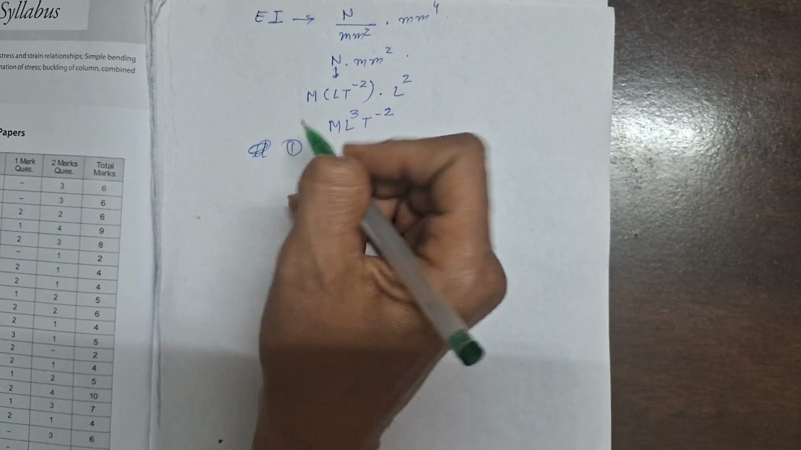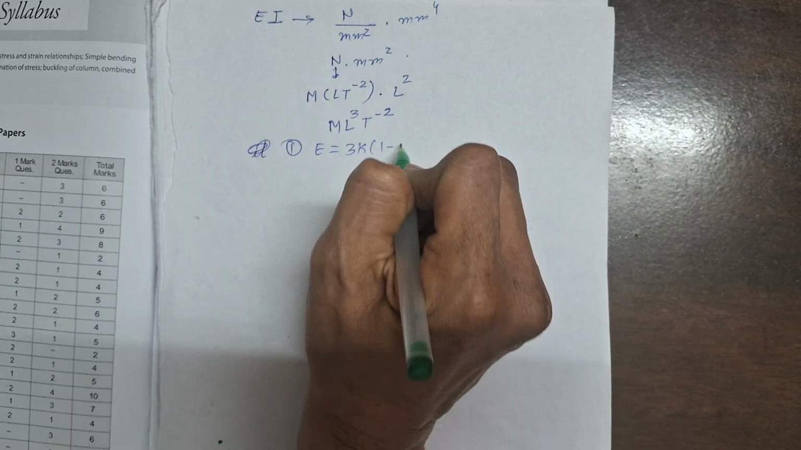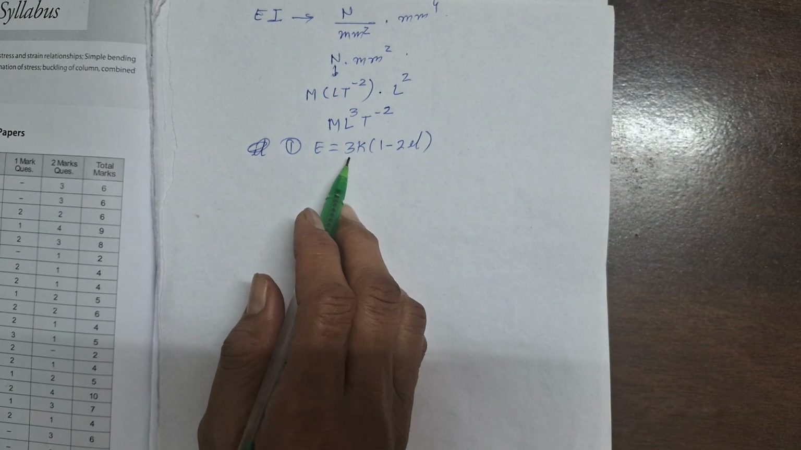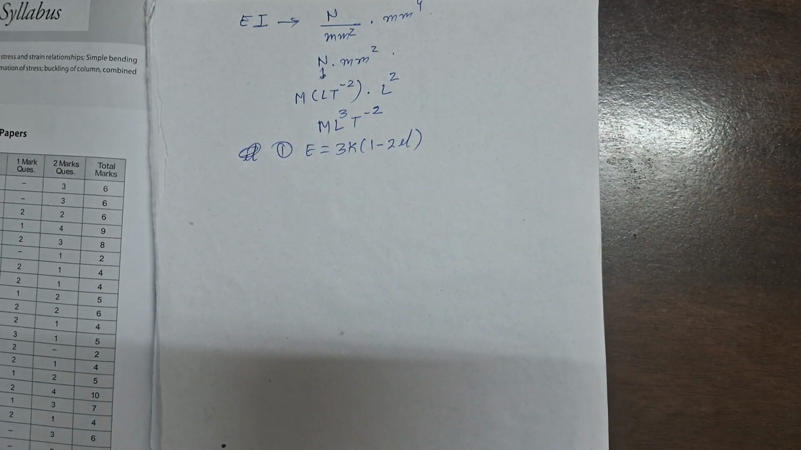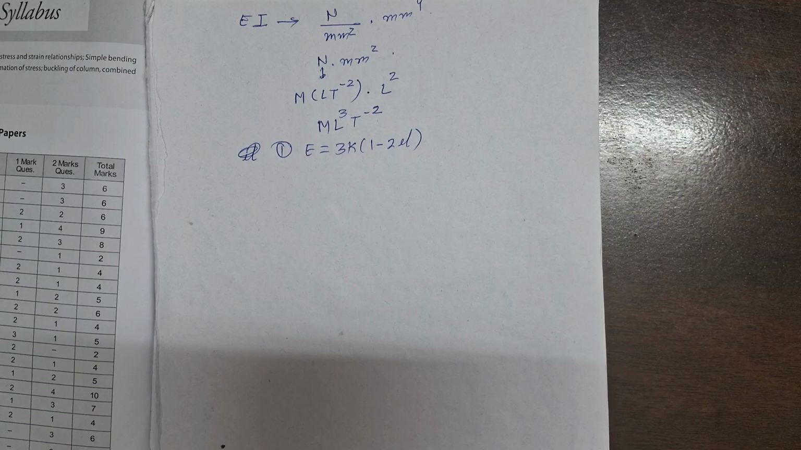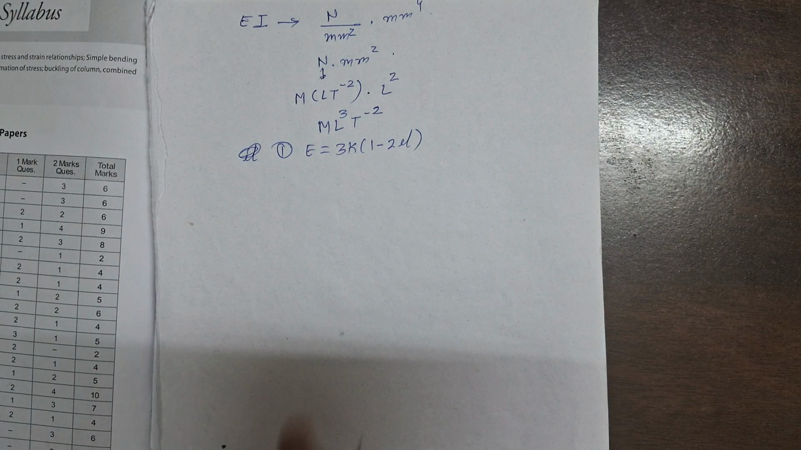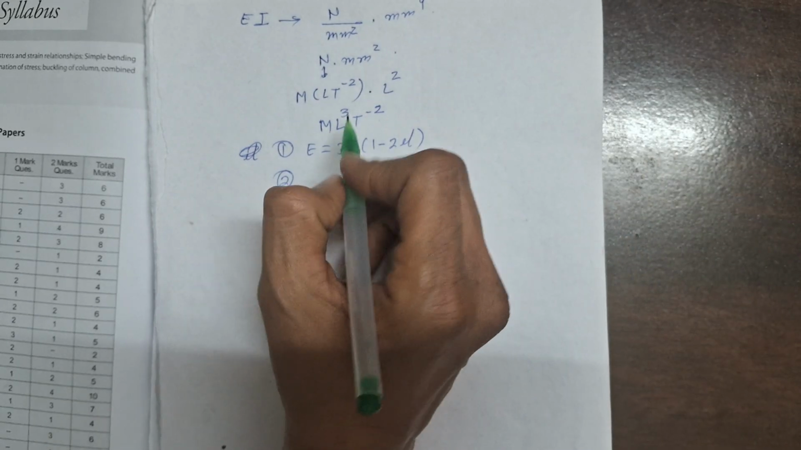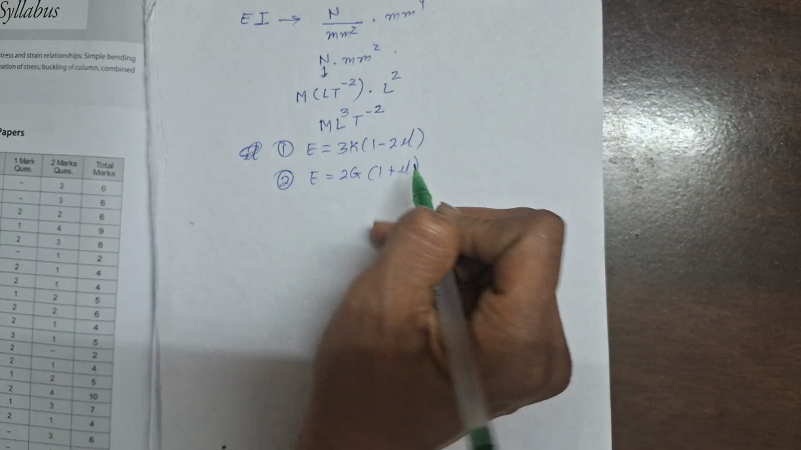So first formula I am writing: E is equal to 3K into (1 minus 2 mu). We all know E is your Young's modulus, K is your bulk modulus, mu is your Poisson's ratio. What is Poisson's ratio? Poisson's ratio is lateral strain upon longitudinal strain. Okay, bulk modulus we also know. What is bulk modulus? Stress upon volumetric strain. So the second formula you can remember is E is equal to 2G into (1 plus mu).